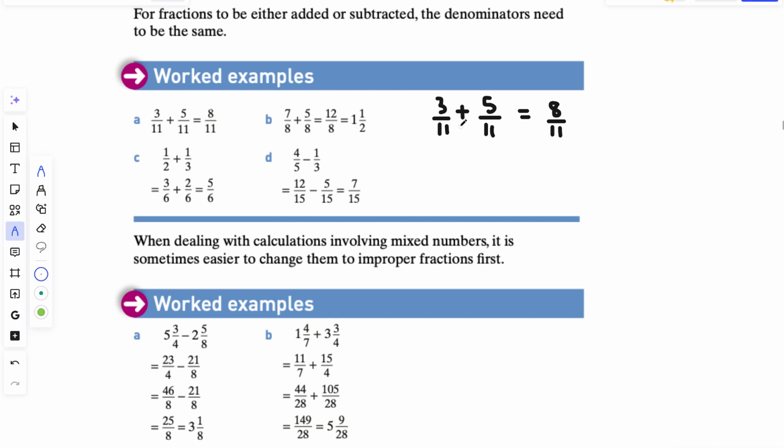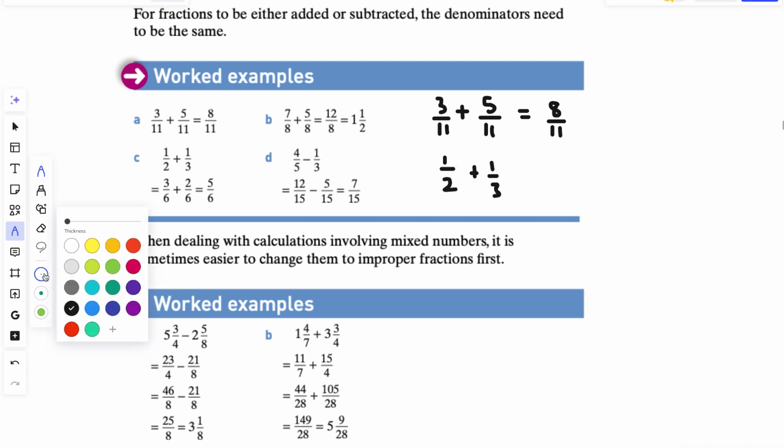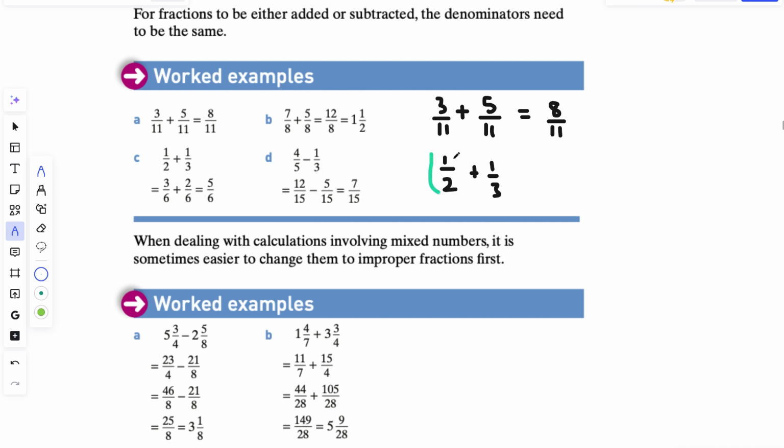For example, I'm going to solve an example where they are not the same. You have 1 over 2 plus 1 over 3. As easy as this, but the denominators are not the same. So one of the things you can do is to take the denominator of this one to multiply the whole of this, and take the denominator of this one to multiply the whole of this. So we have to multiply this one by 3, and we have to multiply this one by 2. So we get new fractions.